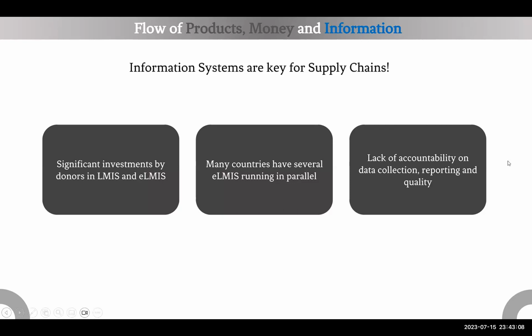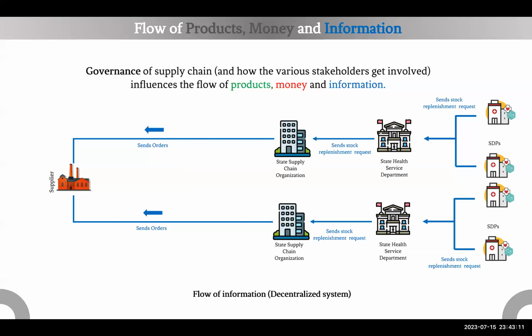So now let's look at a chart again, a flow of information for a decentralized system. Service delivery points will collect, let's say, stock data. Using that data, they will send a replenishment request to the state body. The state body may send it to the supply chain system at the state, and the state supply chain organization, probably a DMA linked to an NMCU or any other organization, will then send the orders directly to the supplier. So this is how a decentralized system will work.